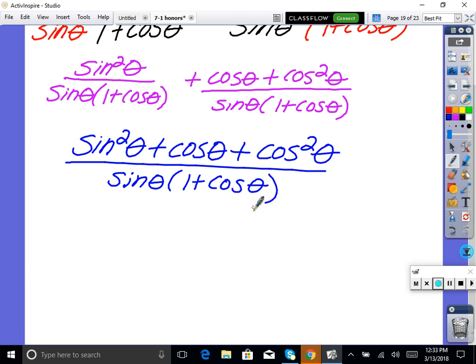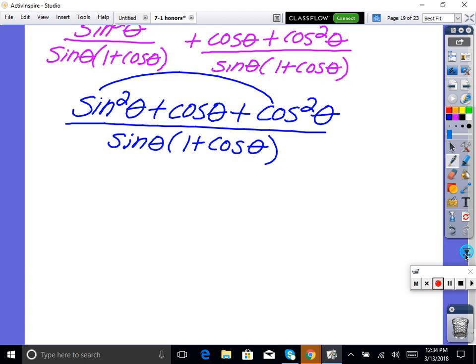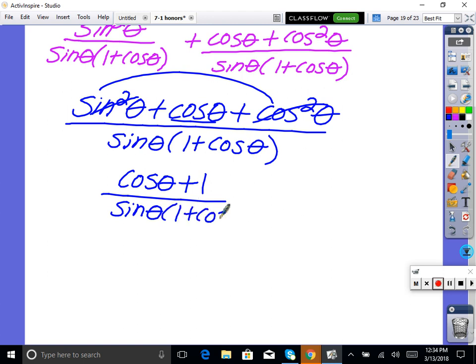Well, that's nice, because what do we see happening? Oh, you're saying that plus that is 1? And addition can be reordered in any order, so you're correct. That becomes a 1. So we have cosine of theta plus 1 on top. Do you guys all see why? That plus that is 1. So then we have cosine plus 1 over sine of theta times 1 plus cosine of theta.